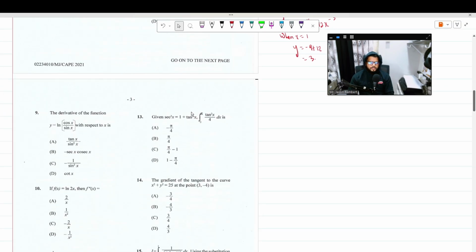The derivative of the function, again, we must differentiate the function, and then we will divide by the function itself. Now in this case here, cosine x over sine x, that is cot x. So when I differentiate cot x, I'm going to get minus, is it minus cosec squared x? I think when I differentiate cot x, we get minus cosec squared x. And I have to divide by the function itself, which is cosine x over sine x.